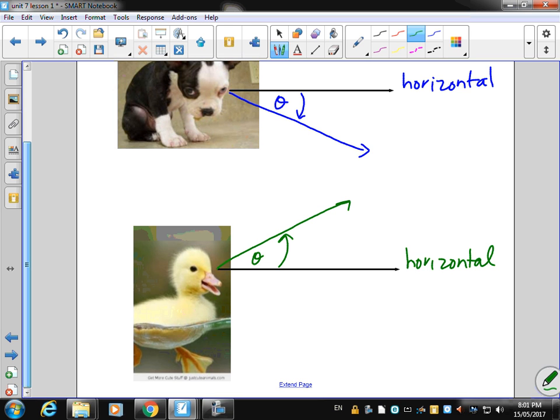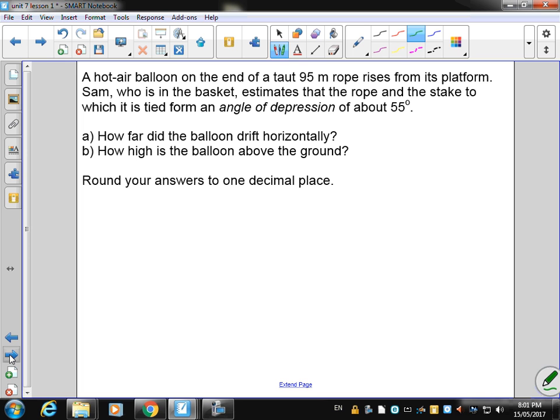Okay, the first word problem we're going to solve involves an angle of depression. A hot air balloon on the end of a taut 95-meter rope rises from its platform. Sam, who is in the basket, estimates that the rope and the stake to which it is tied form an angle of depression of about 55 degrees. How far did the balloon drift horizontally, and how high is the balloon above the ground? Well, the first thing we need to do is to draw a picture.